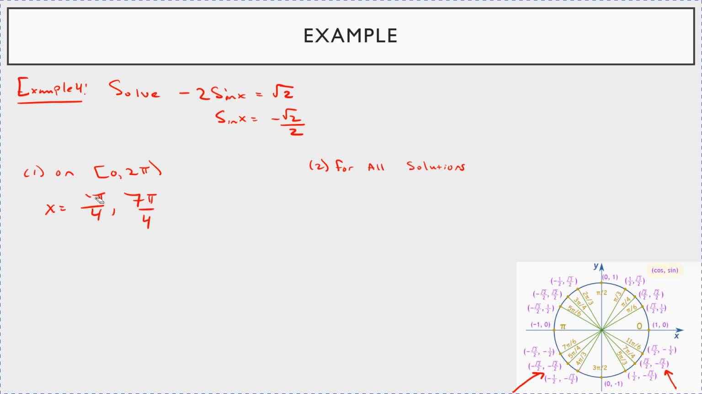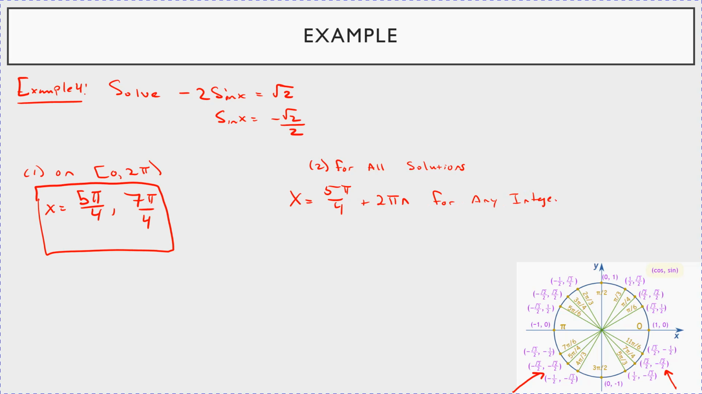My handwriting is pretty terrible here. Sorry about that. So we got it. And then, you know what? Boom, you can see how you do the general solutions. x is equal to 5 pi over 4 plus 2 pi n for any integer n. And then x is equal to 7 pi over 4 plus 2 pi n for any integer n.